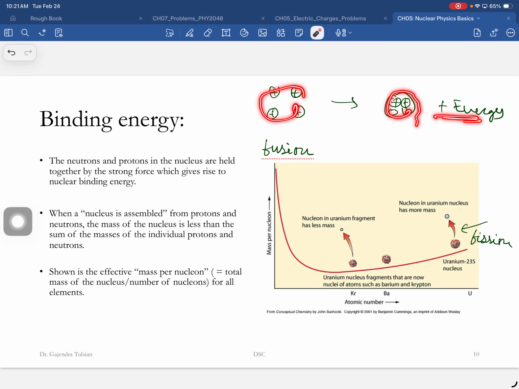Fusion is the process of combining smaller nuclei to form larger nuclei up to iron. Fission is the process of splitting larger nuclei into smaller ones to get energy.